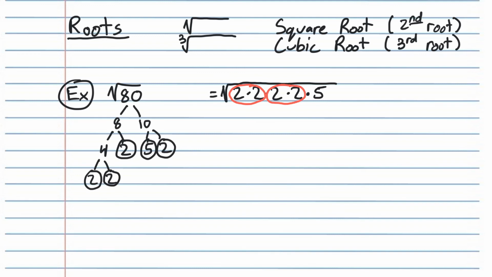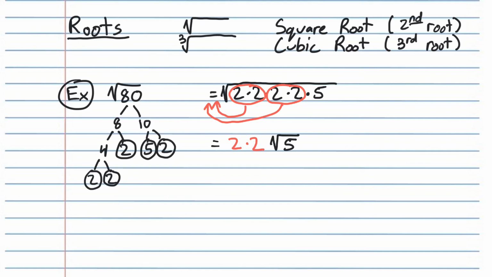Okay? If this was a cubic root, I would look for groups of 3. Fourth root, I look for groups of 4, and so on. Every group can come out of the root one time. It can go out front. Okay? So this is going to turn into, I took out one group of 2's, I took out a second group of 2's, and then everything that's still inside is stuck inside. So that 5 is still stuck.